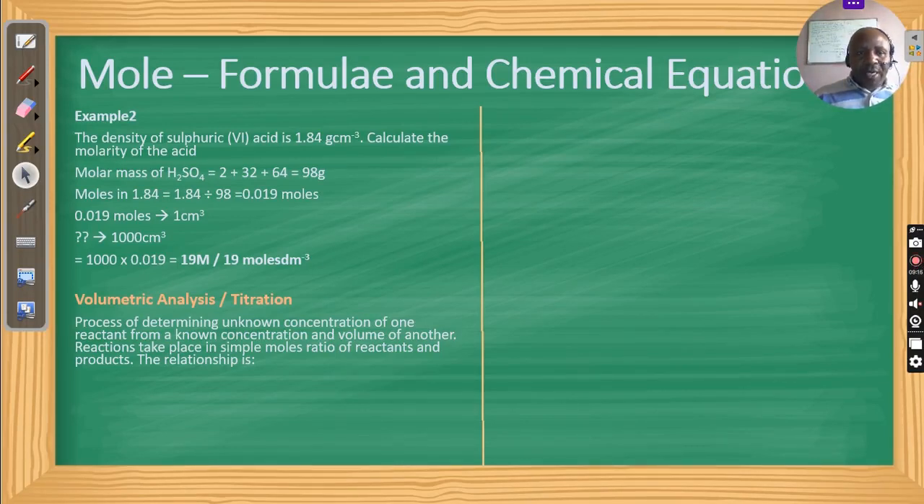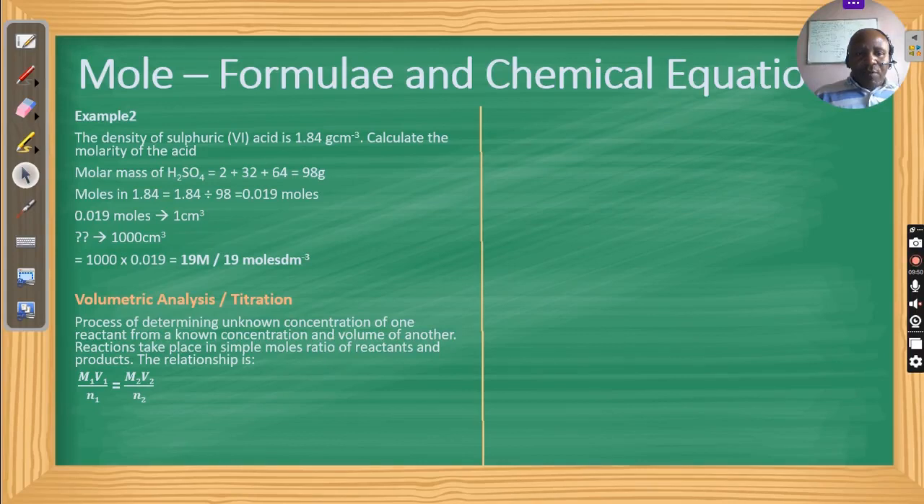Volumetric analysis or titration is the process of determining an unknown concentration of one reactant from a known concentration and volume of another. Reactions take place in simple mole ratios of reactants and products. Stoichiometric equations are key to chemistry, and once you write them and balance them, you are able to know the ratio of reactants to products. Then from there it becomes very easy to do these titration calculations.